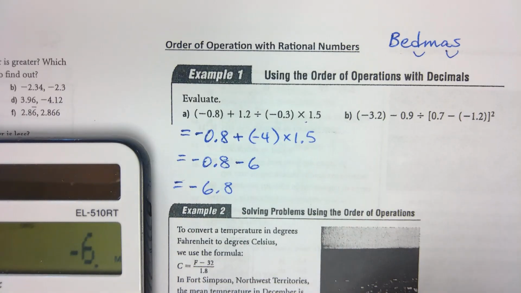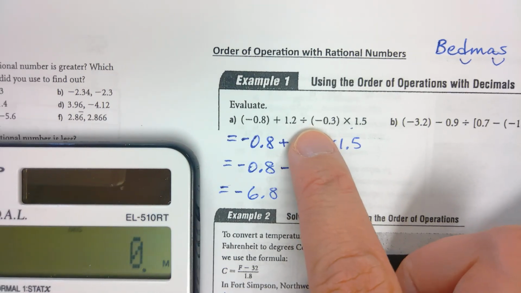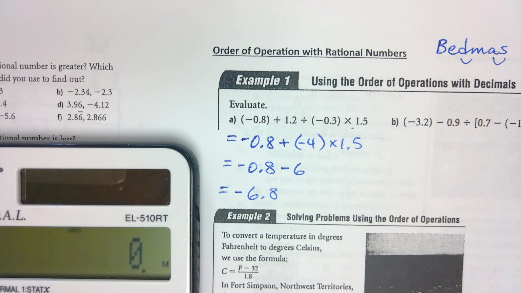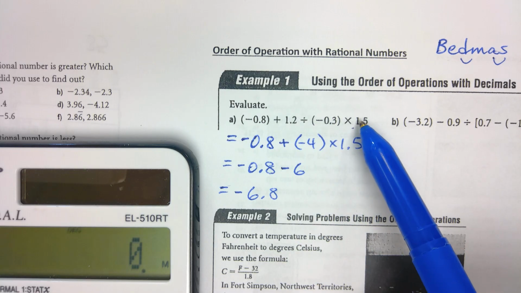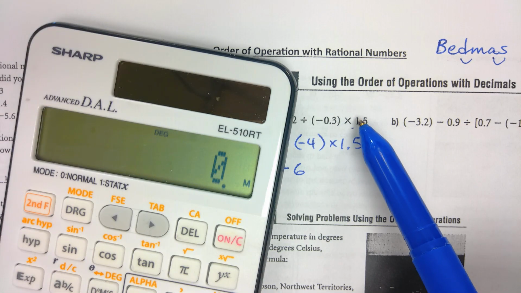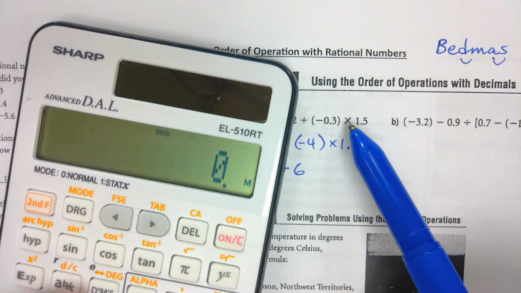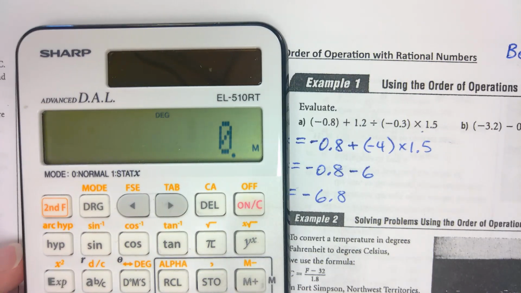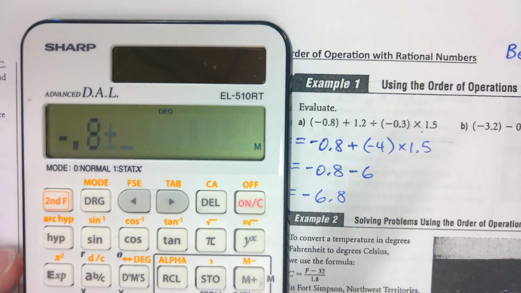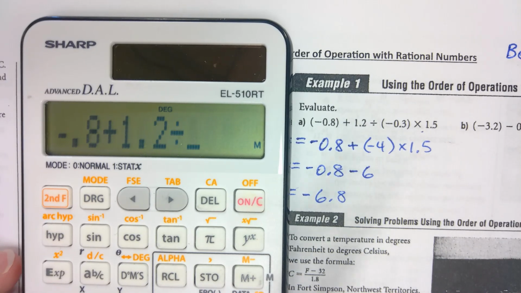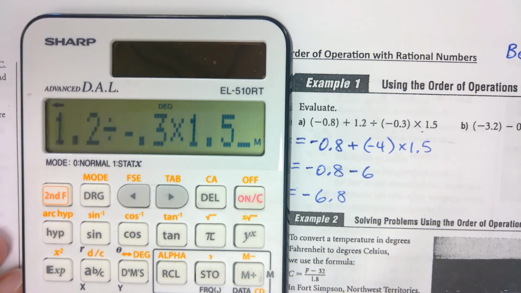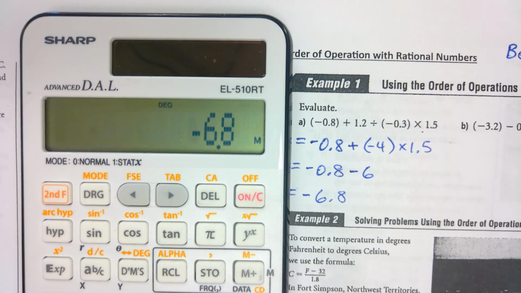If this was a multiple choice question on the test, what's the fastest way to do it? Using a tool. Yeah, just put it all straight in the calculator. Negative 0.8 plus 1.2 divided by negative 0.3 times 1.5. Do this all on the calculator and you'll get the answer.